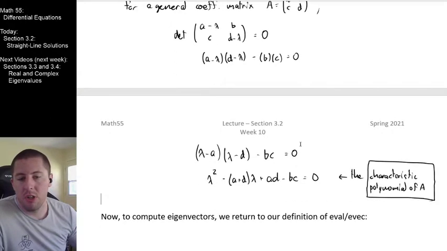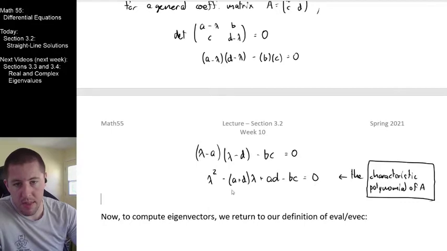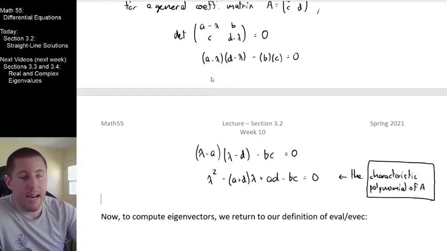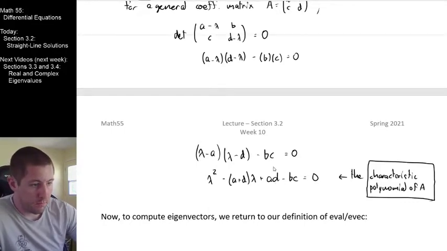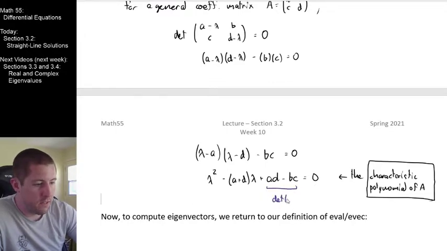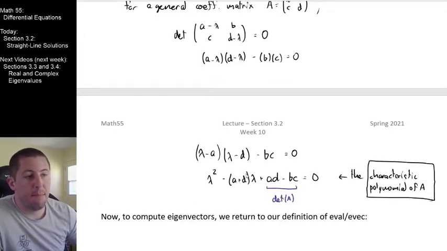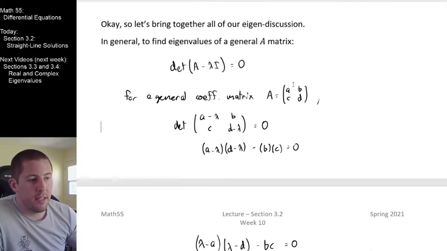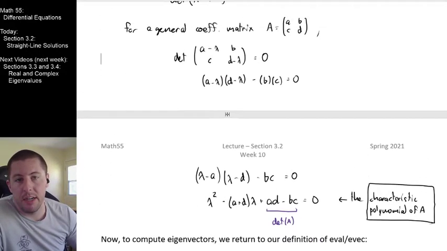You should notice that there are two terms of interest to us that we're going to get for our coefficients. AD minus BC, this is the determinant of A. And A plus D, that's really the sum of what's referred to as the main diagonal. This also has a special name in linear algebra.